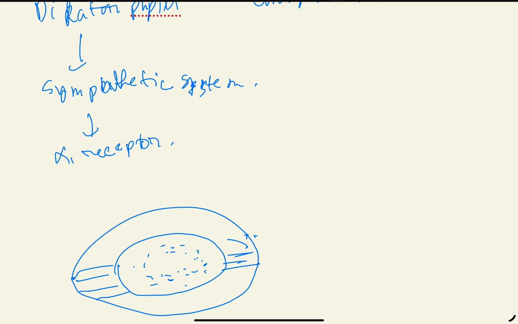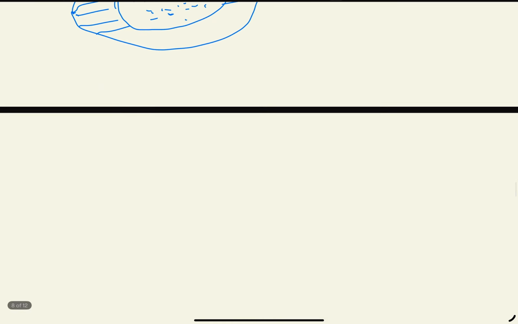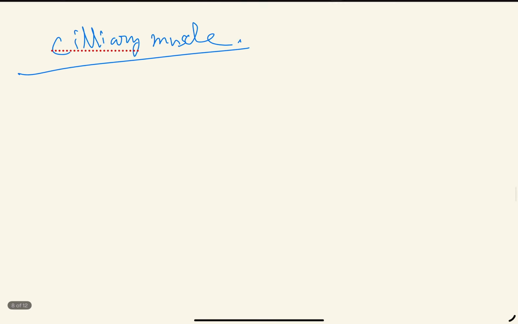Then there is also something called the ciliary muscle in the eye, which has beta 2 receptor. So let's see if I can draw a picture of the eyeball.